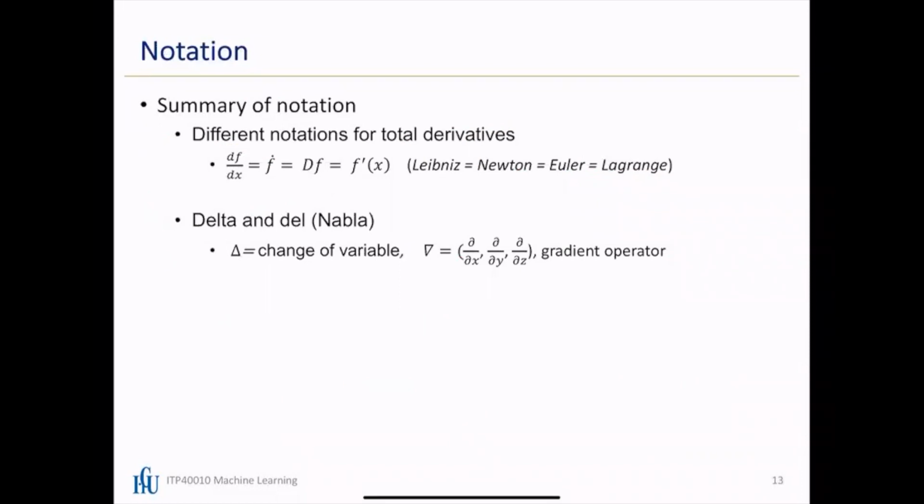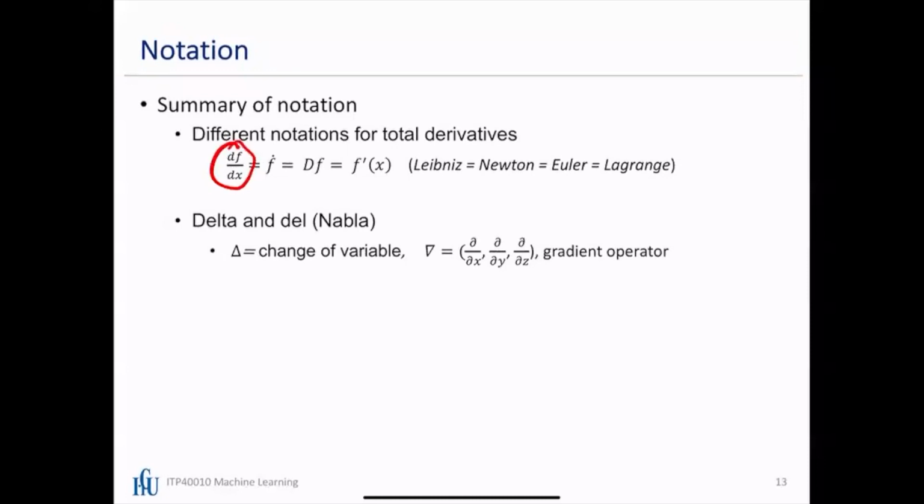So we have seen different notations so far. In the previous slide, I used different types of notation. So one is df over dx. And this is read like delta f over delta x. Delta usually means the change of the variable value. So you want to measure the change of f over the change of x. So here things are straightforward.